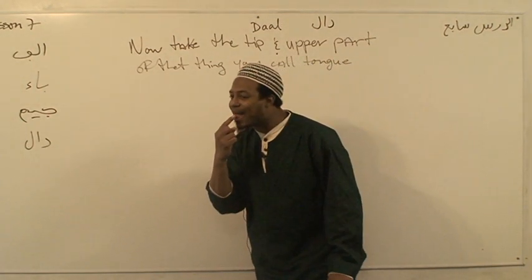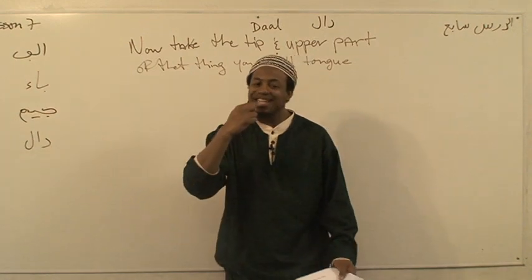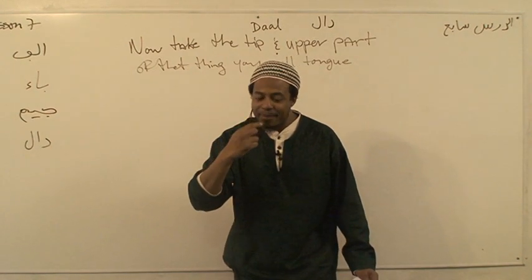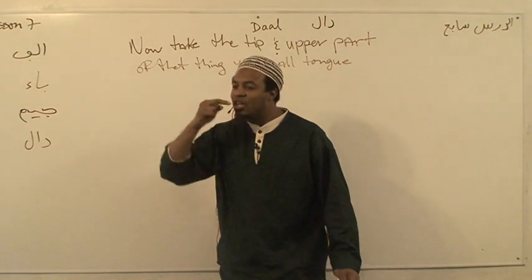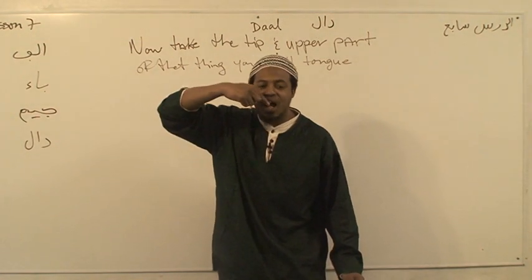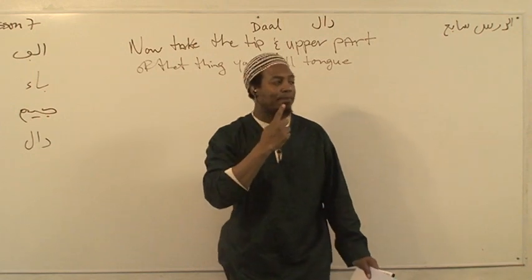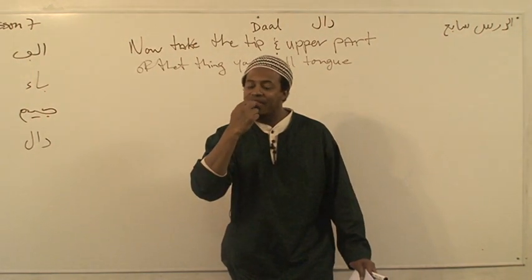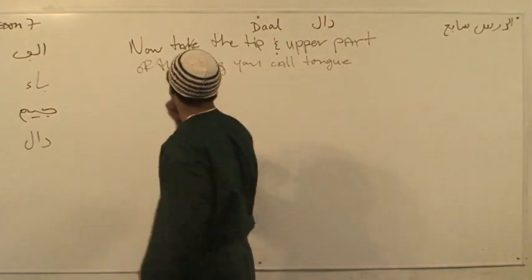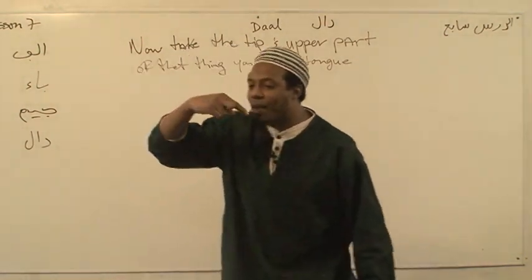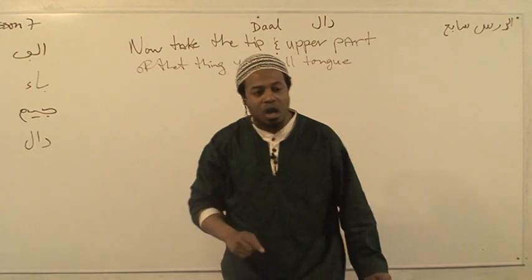Okay, now take the tip. And the upper part is this part of the tongue. Everybody see me? It's the fawqiyah, the overhand part of the tongue. Okay, not the underhand part of the tongue. The tip and the over part. You understand that? Now take the tip and upper part of that thing you call tongue.